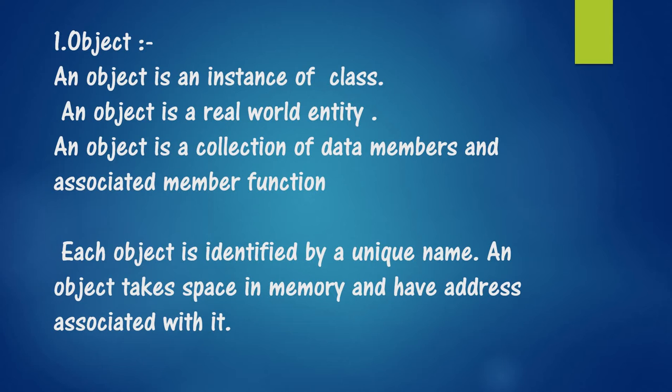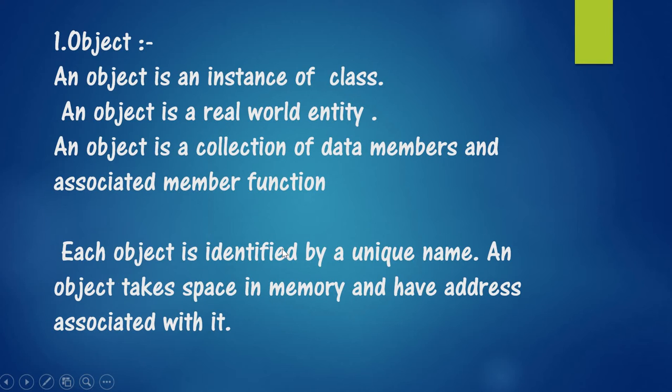Then in object oriented terms, an object is a collection of data members and associated member functions. Data members means properties or characteristics. Member function means operations. That is, each object has its properties and some operations. That is, an object is a collection of data members and associated member functions. Or another definition, an object is an instance of a class.